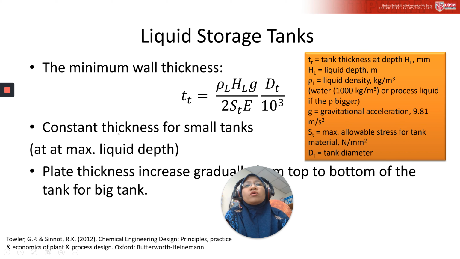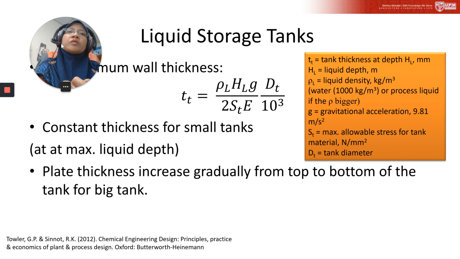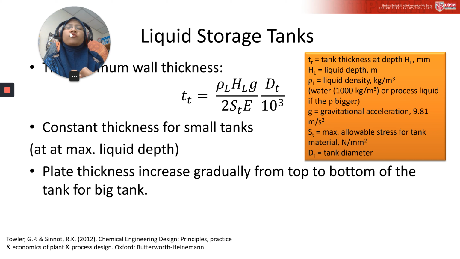Normally constant thickness will be used for small tanks, and the calculation for this you need to consider at maximum liquid depth, the condition at maximum liquid depth. And then plate thickness will be gradually increased from top to bottom of the tank if you are designing a bigger tank, a large tank.